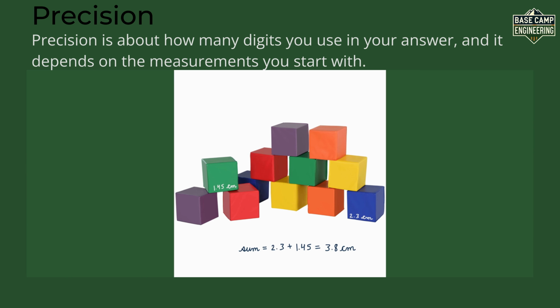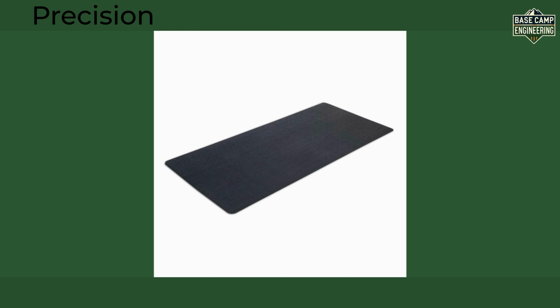Now, let's try multiplying. Imagine you are calculating the area of a rectangle for a mat. One side is 4.2 meters long and the other is 3 meters wide. Area is equal to length multiplied by width, which is equal to 12.6 square meters. The number 3 has no decimal places. It's a whole number. So we round 12.6 to no decimal places, which is 13 square meters.